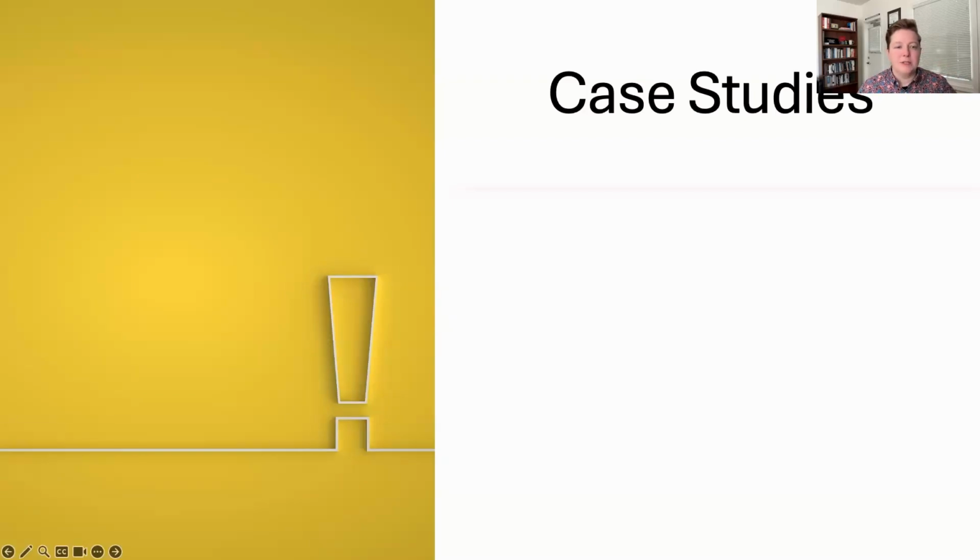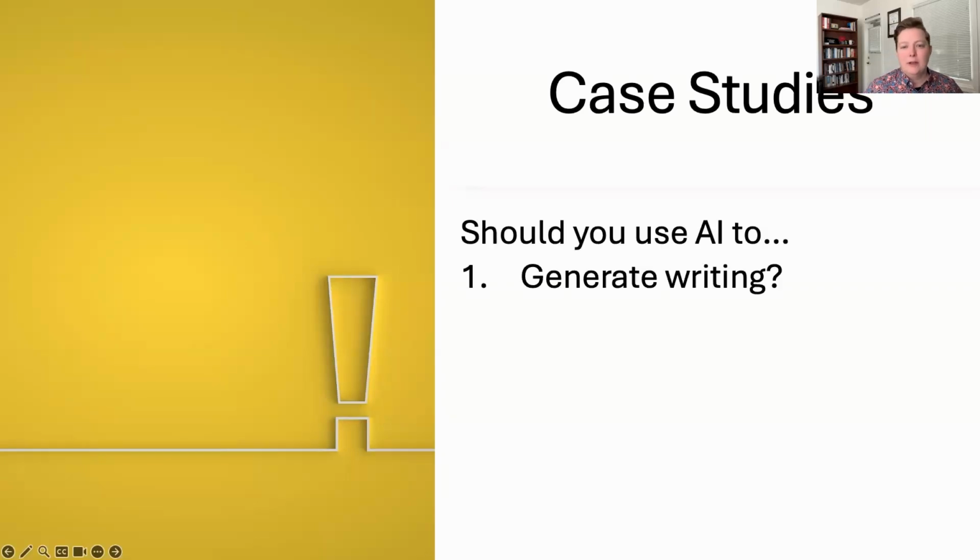All right. So this is going to be part of the fun thing we're going to do. If you don't mind, you can unmute or you can put in the chat, but we're going to work through a couple case studies, and I want you to really think about whether you think it would be an academic integrity issue or not. Okay. So first, should you use AI to generate writing? What do you think? There's no right or wrong. We're just kind of practicing here.